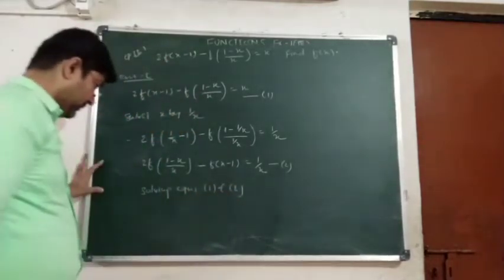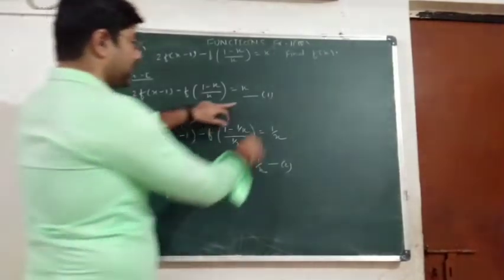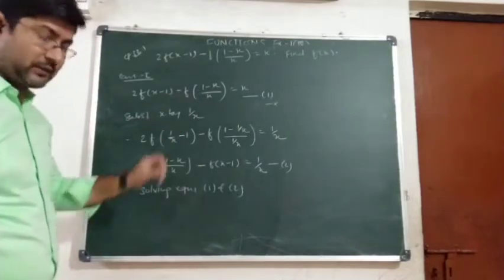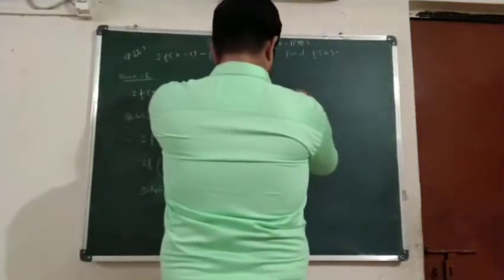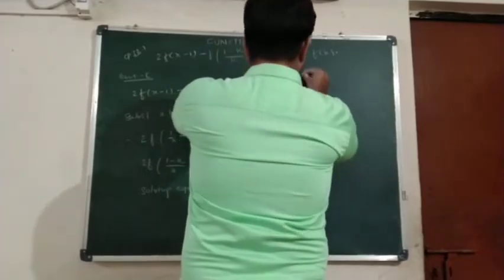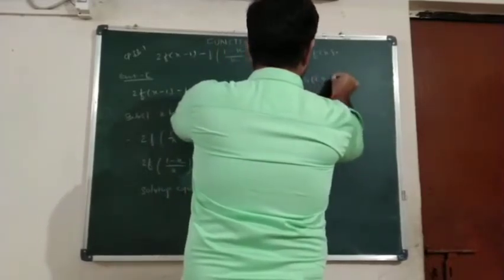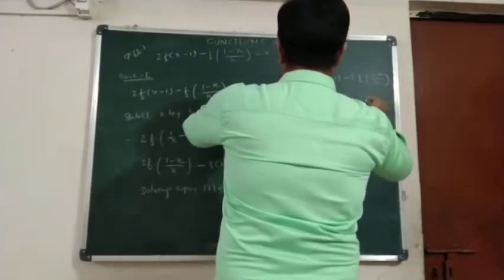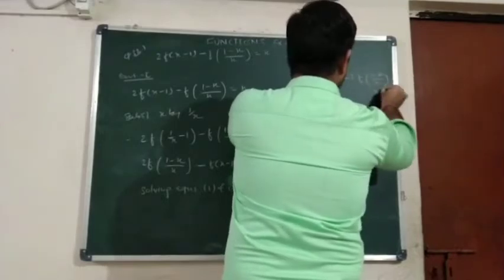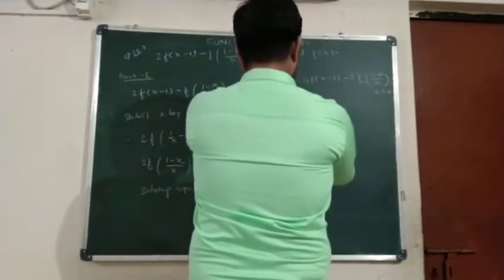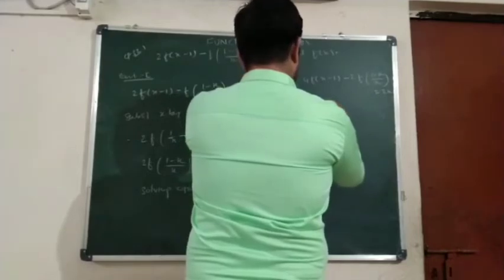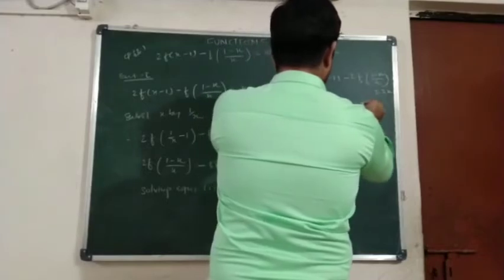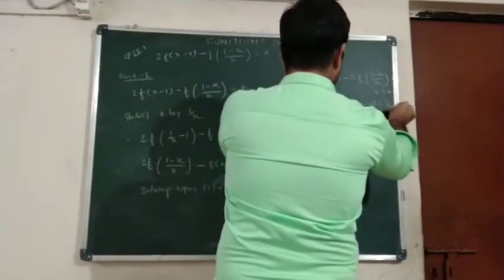Okay, so we will multiply the first equation by 2 so that both the terms will be equal with opposite signs, so we can reduce. So we will multiply equation 1 by 2 and write down: 4 into f of x minus 1 minus 2 into f of (1 minus x) upon x is equal to 2x, and the other equation is 2 into f of (1 minus x) upon x minus f of x minus 1 is equal to 1 upon x.